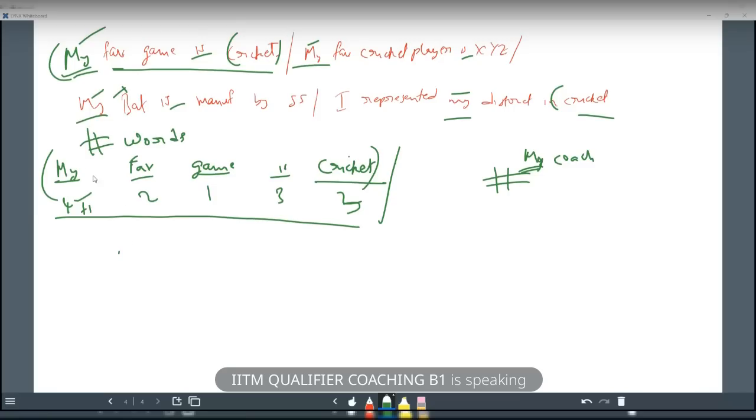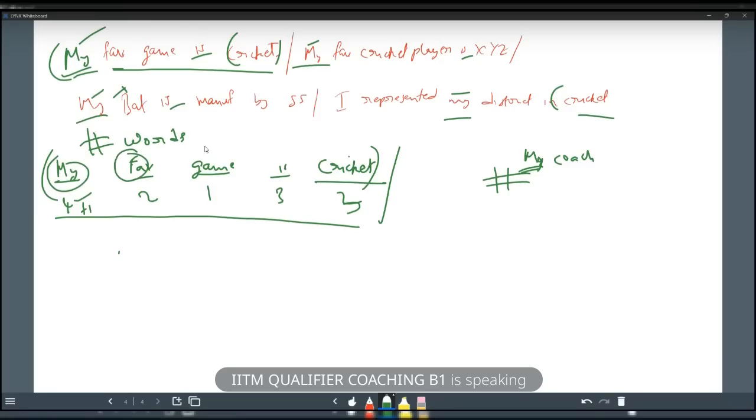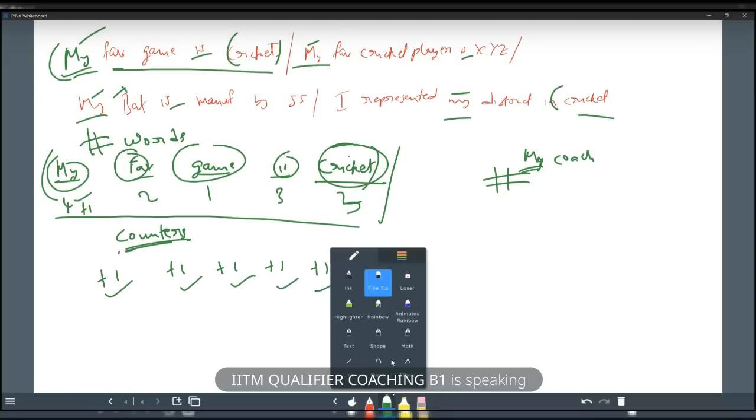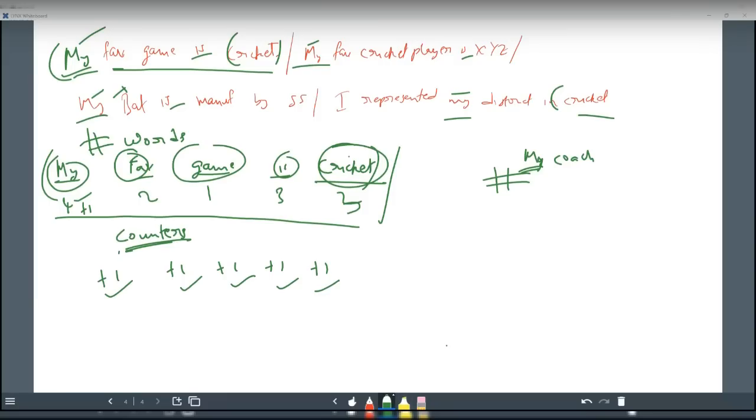we need to maintain counters. These particular things, my favorite game is cricket, these 5 things are called counters. So we need to increment the particular value by 1 plus 1 plus 1 plus 1 plus 1 whenever we find a word being repeated again and again despite reading a new paragraph or new sentence. So we need to maintain counters in order to avoid confusion. There is a high probability that we can make mistakes if there are no counters or such.